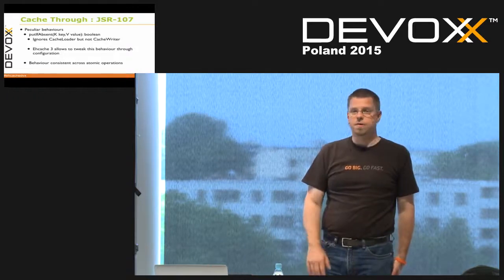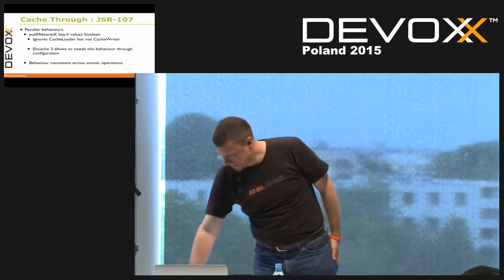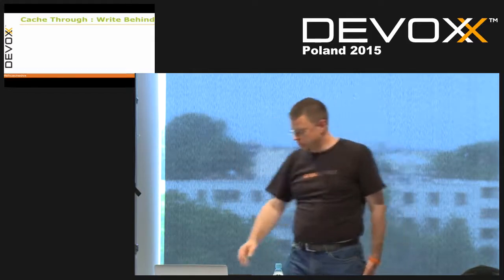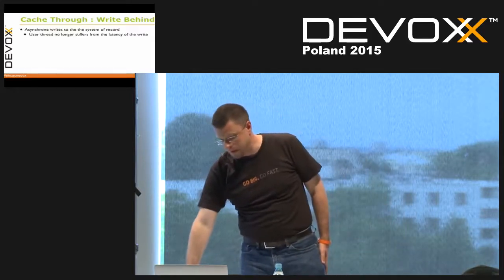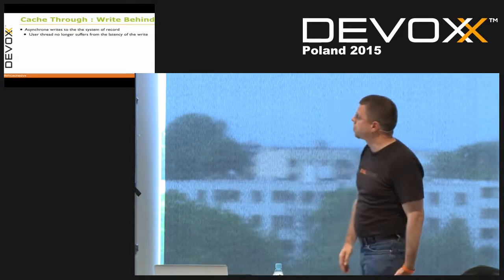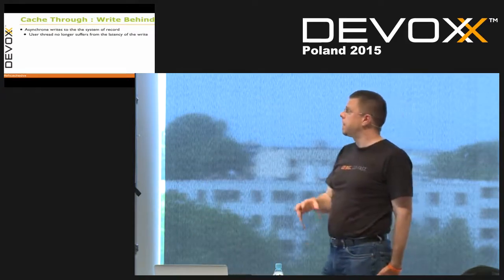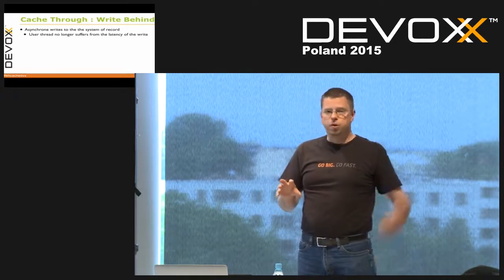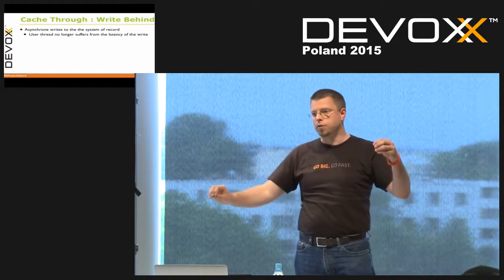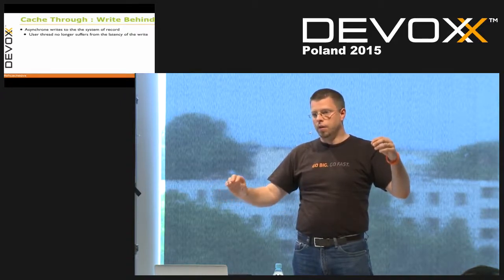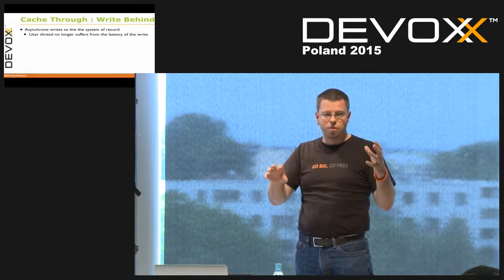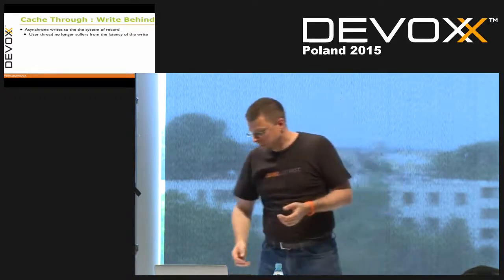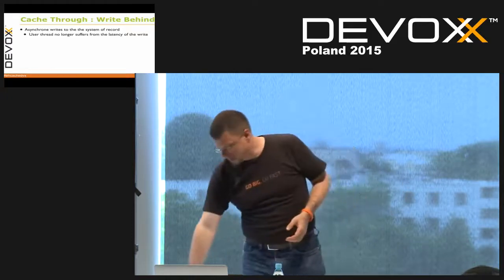Any other question? Okay. So one extension of the cache through pattern is actually to add the concept of write behind. And what does write behind provide? Write behind is actually trying to decouple the user thread from the writing to the system of record. Because as we've discussed with cache through, you're actually paying the price of the write each time you put into the cache. And so here, yep, you no longer suffer the latency.